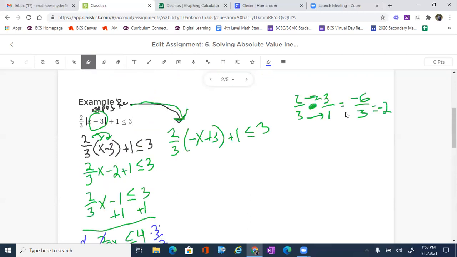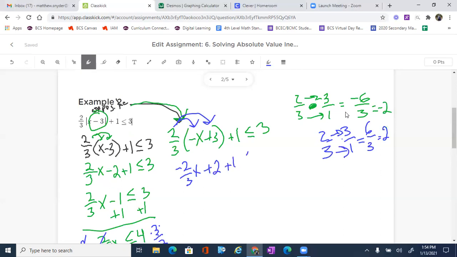Now what we need to do is come over here and continue with the other equation. Nice and easy. The only difference is we're using the opposite. So I'm going to distribute this time. I'm going to have 2/3 times negative x, which is negative 2/3 x. Then 2/3 times 3, notice it's virtually the same thing. 2 times 3 is 6, and 6 divided by 3 is 2. Remember, we multiply across. So I'm going to add 2 plus 1 is less than or equal to 3.